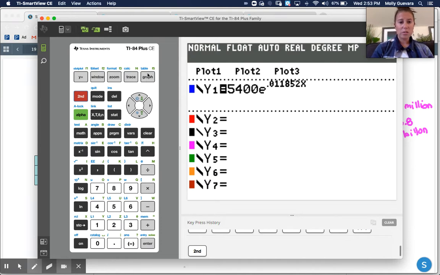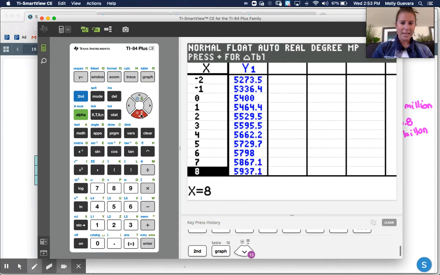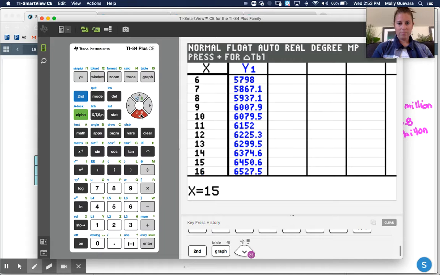So I'm going to go second table or second graph, and here's the table. And I know that this table starts at 8, so there's my 8. And I want to go from 8 to 17. So there we go, 8 to 17. And then I'm just going to go ahead and fill in those numbers, and I'm just going to round.